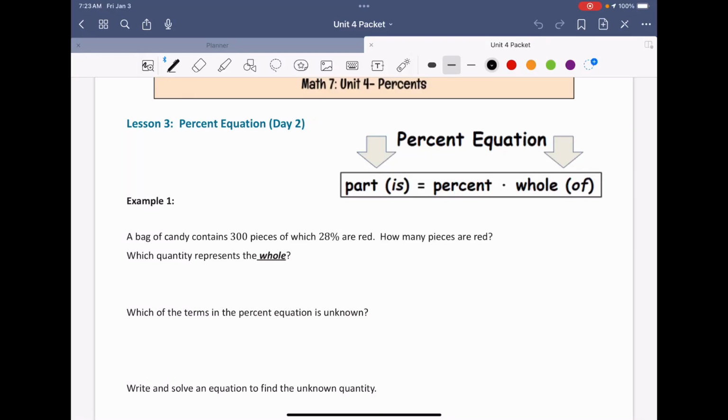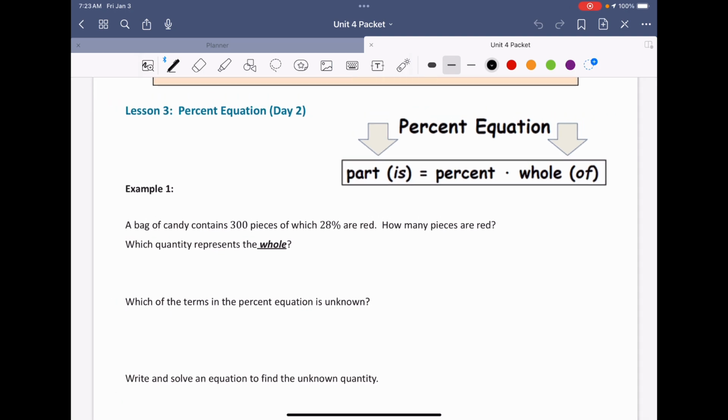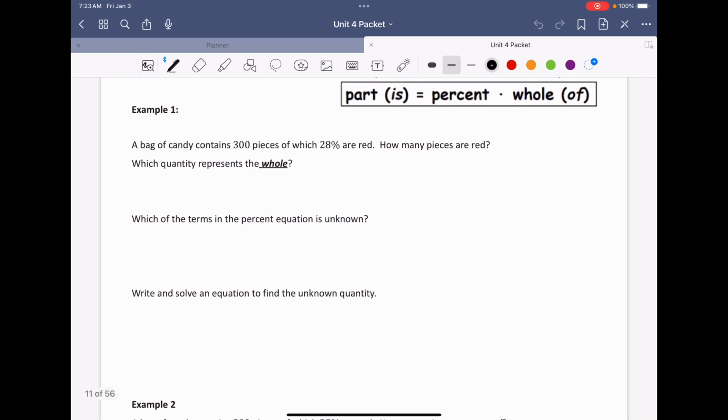Alright, we're on lesson 3, which is the percent equation, day number 2. Just as a little reminder, when we look at the percent equation for this year, we're going to be doing part equals percent times whole. So we're just going to jump in and do a little example to start off, about how we started yesterday, identifying part, percent, and whole.